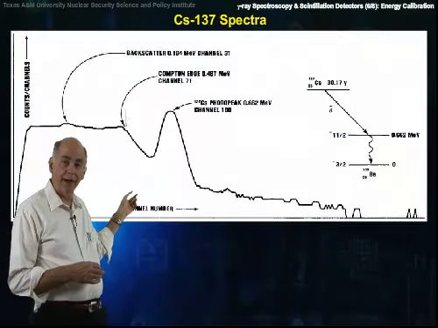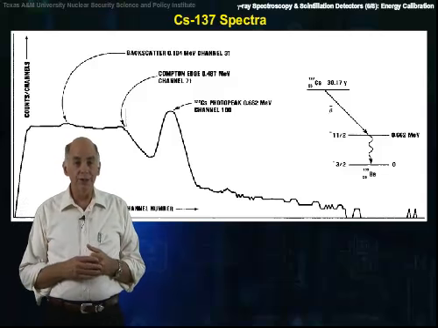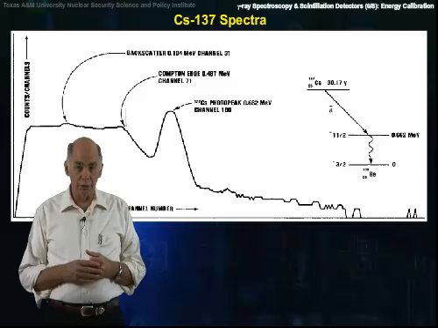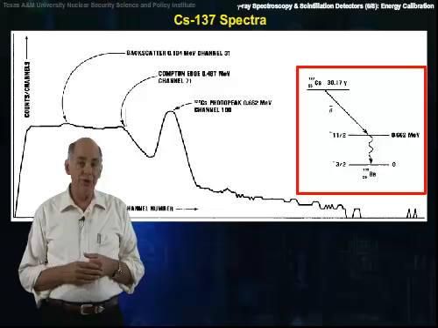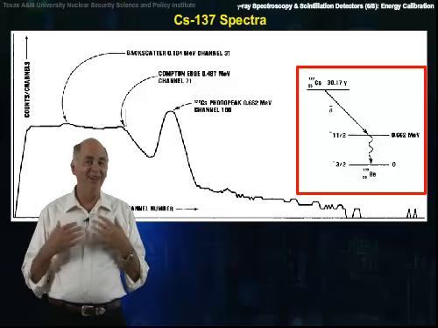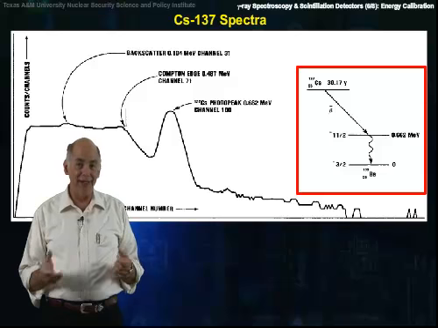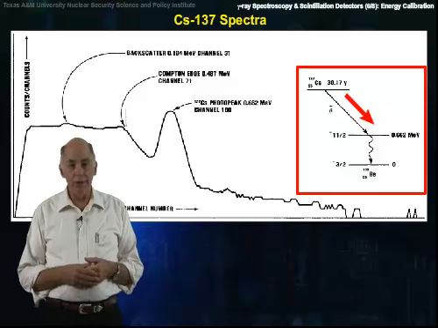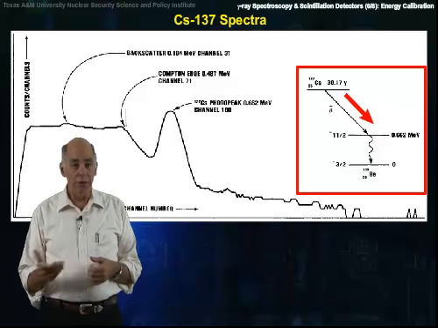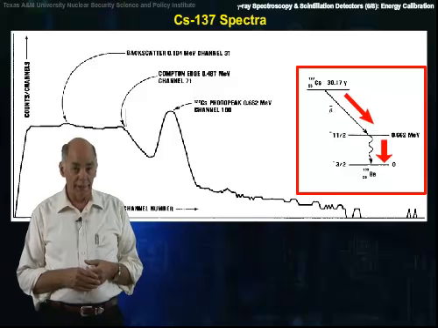Here is a spectrum taken using a sodium iodide detector with a cesium-137 source. On the right is a schematic of the decay scheme for cesium-137. We love cesium because it has about the simplest decay scheme of any isotope. Cesium beta decays to barium-137 metastable, which then emits a single 662 keV photon.